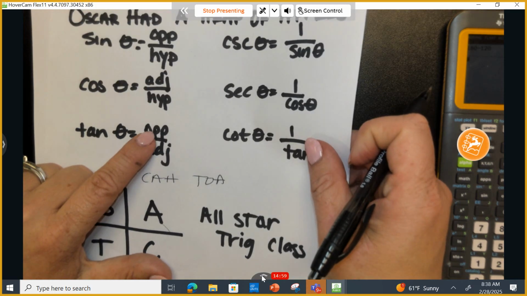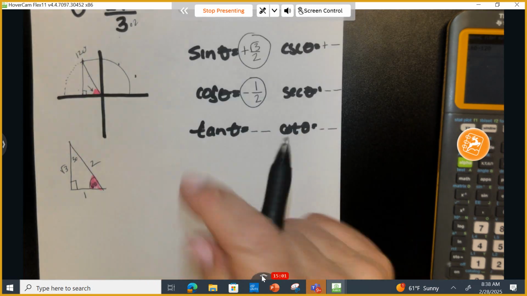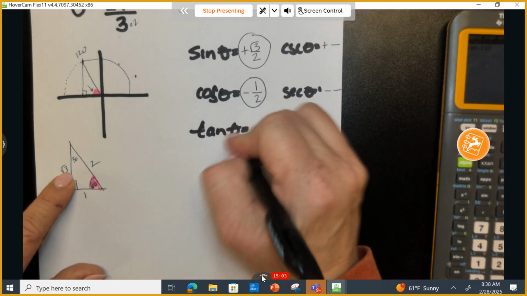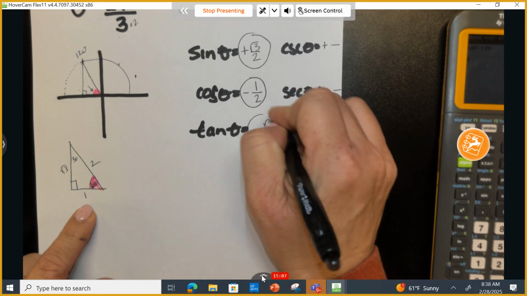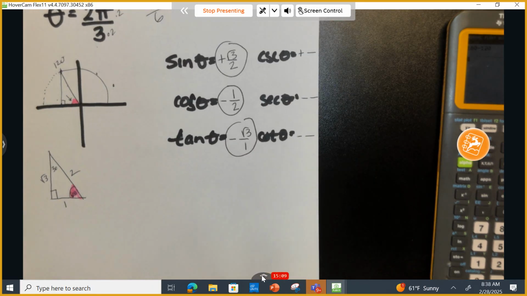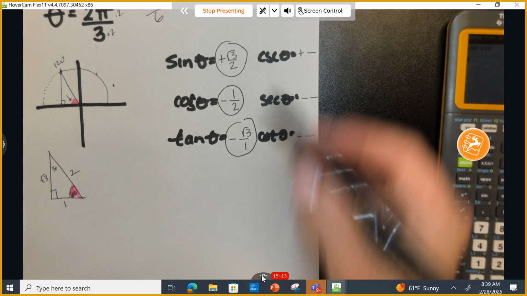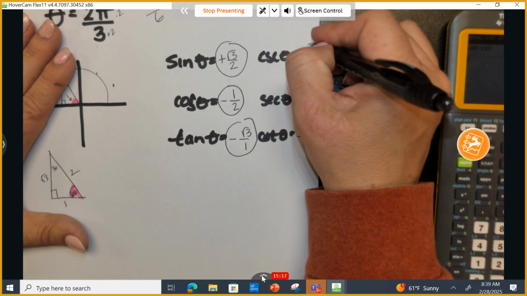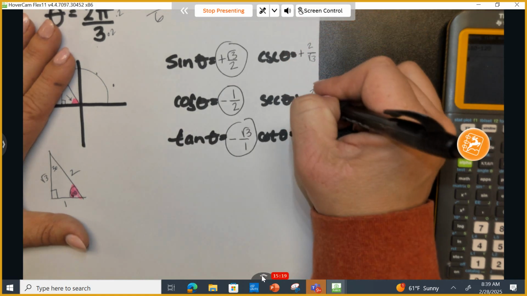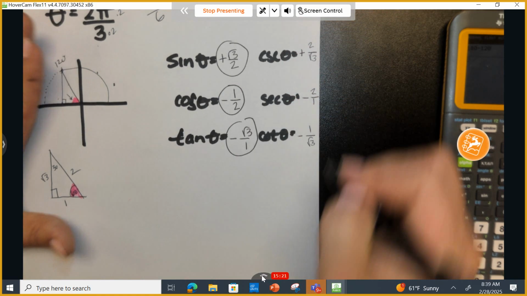Tangent is opposite over adjacent. Opposite is the square root of 3. Adjacent, we've already said, is 1. Once I have the 3 primary trig functions, to figure these out, I'm going to just simply take the reciprocal. 2 over the square root of 3, 2 over 1, 1 over the square root of 3.